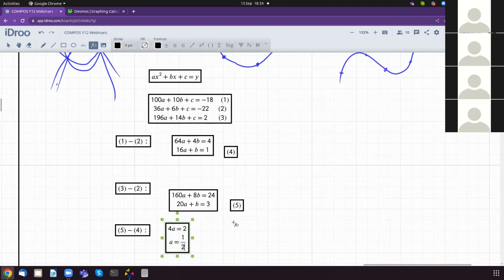So from here, I can find b. b is 1 minus 16a. So this is from equation 4, 16a, and that's equal to 1 minus 8 equals minus 7. So we found b. And to find c, we just choose any equation, actually.